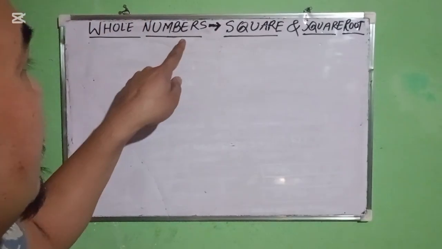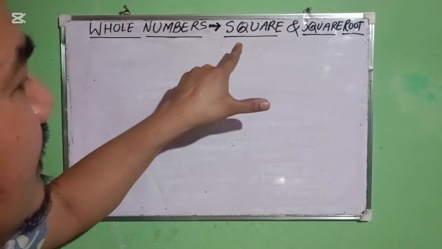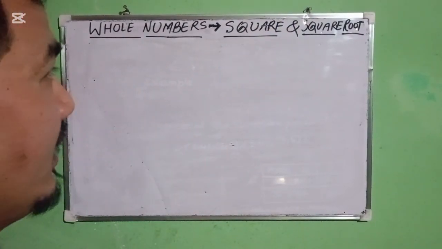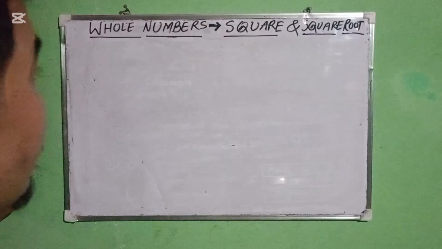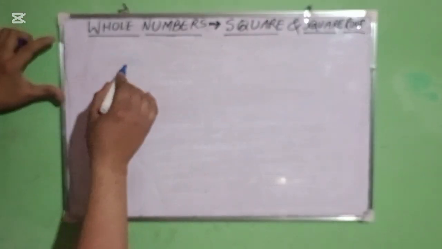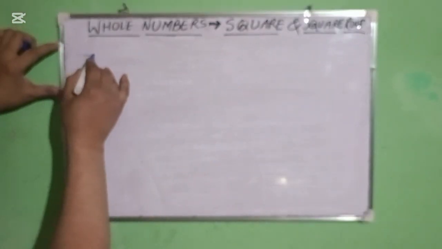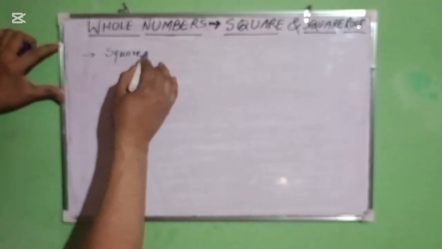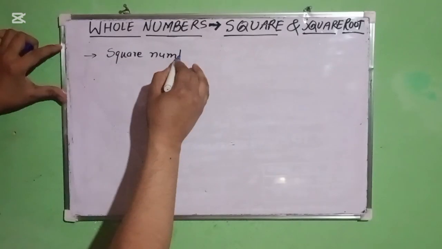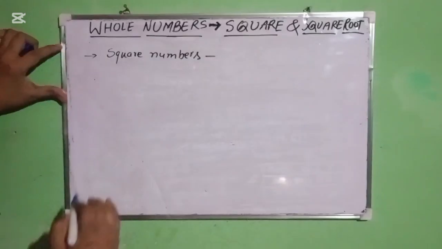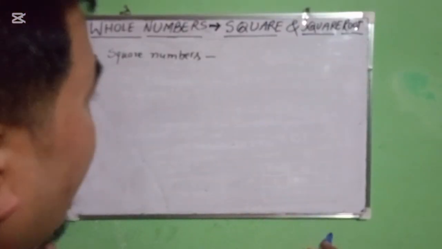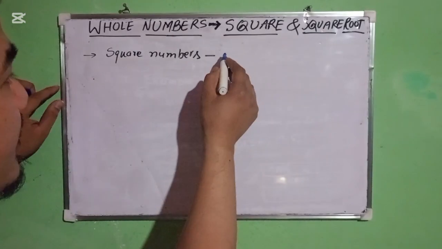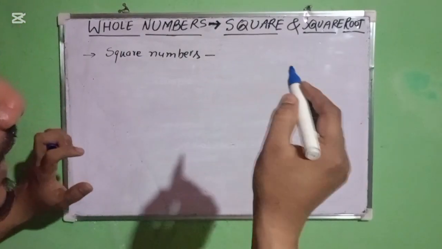Whole numbers. In this whole number topic, we are going to find square and square root of the numbers, okay? And look here, the first one I want to show you is square numbers, okay? Those numbers are known as square numbers which are obtained by multiplying a number by itself.